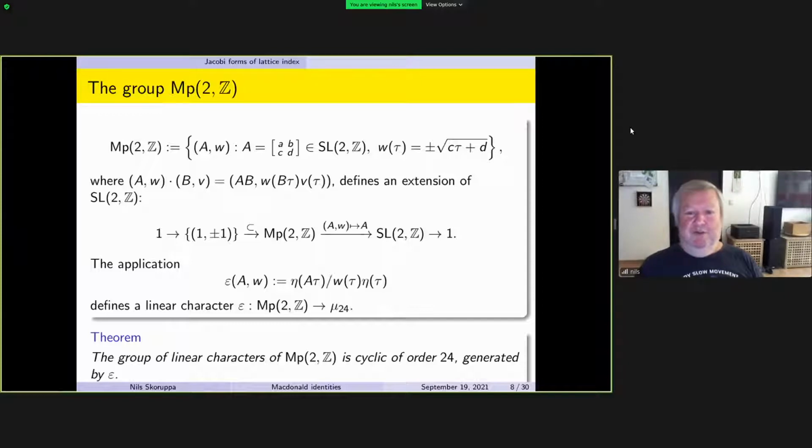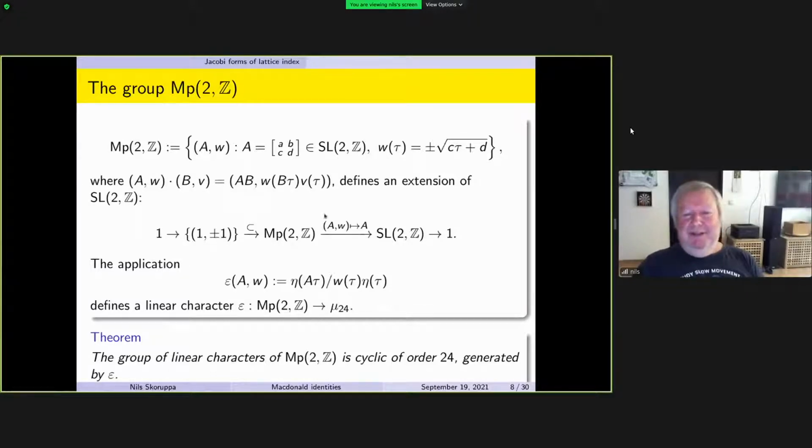So Shimura gave long ago a nice explicit description of it, just as pairs of matrices A and roots of this c tau plus d, where c, d are the usual entries in the matrix A. You have two square roots, so that is the twofold extension that you see here. So for every A, you have two values. And then you have the usual multiplication that we know from the theory of modular forms of half-integral weight. So Rankin, Maass and other people worked lifelong on these things. So that should be, to the audience, quite well known.